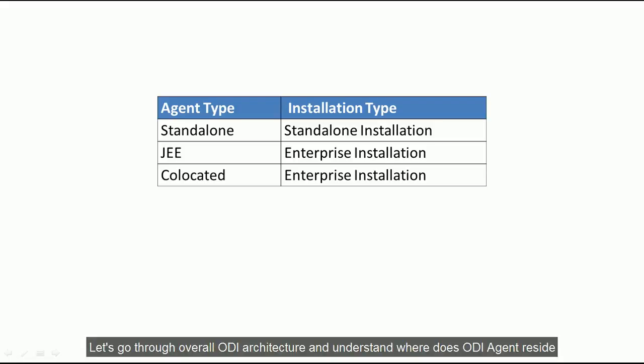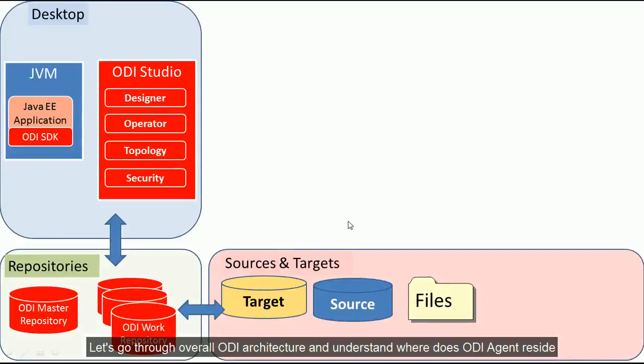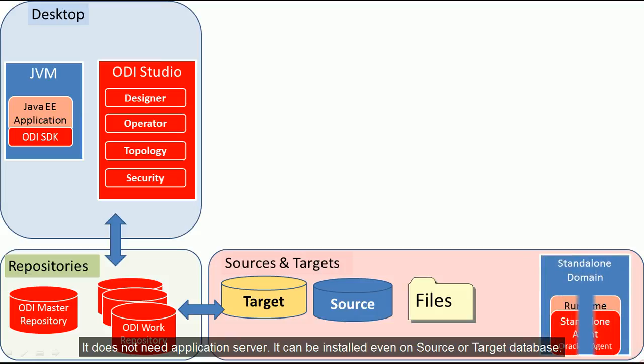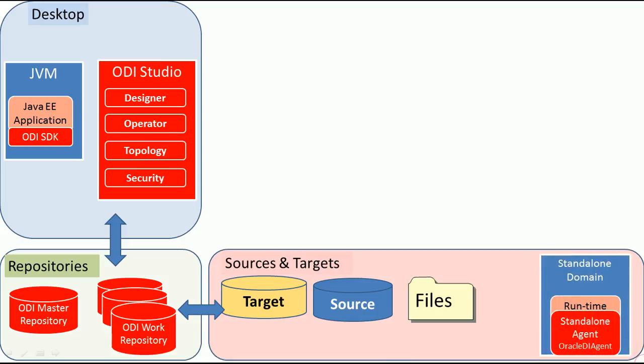Let's go through overall ODI architecture and understand where does ODI agent reside. Let's talk about standalone agent first. Standalone agent is a Java program which can be installed on any server. It does not need application server. It can be installed even in source or target database server.